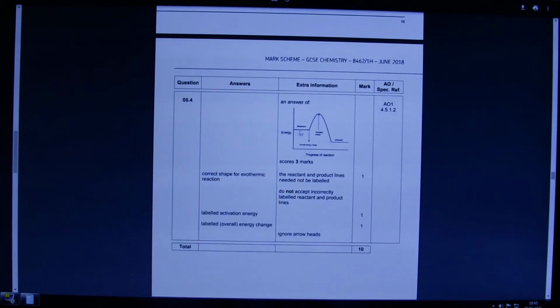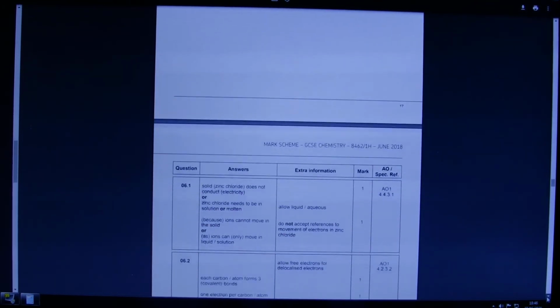And here we go. An exothermic reaction starts at one place, goes up, comes back down, stops in another place. Label reactants, products. Label this jump to here as activation energy, and this drop from here down to here as overall energy change of the reaction. One for the correct shape, one for labelling activation energy, one for labelling the energy change. Ignore arrowheads.